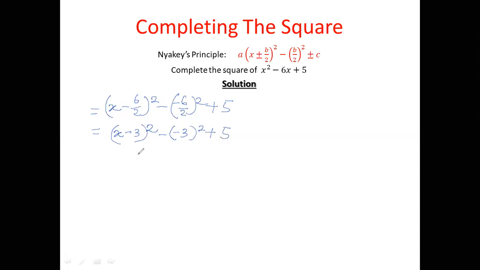So the next step will tell us that we have x minus 3 all squared, then minus 9 plus 5. So your calculator will tell you that minus 9 plus 5 will give us -4.